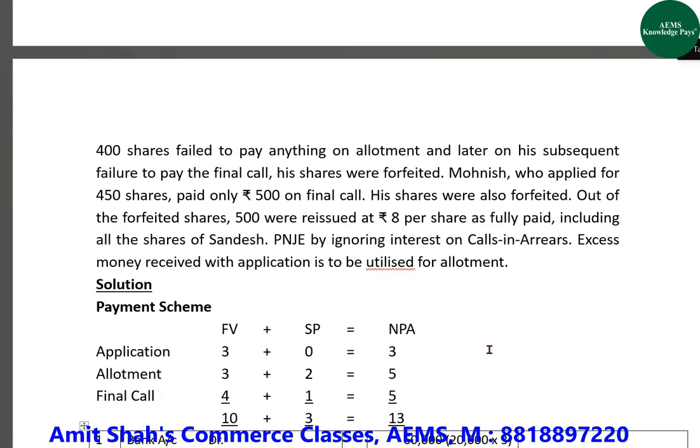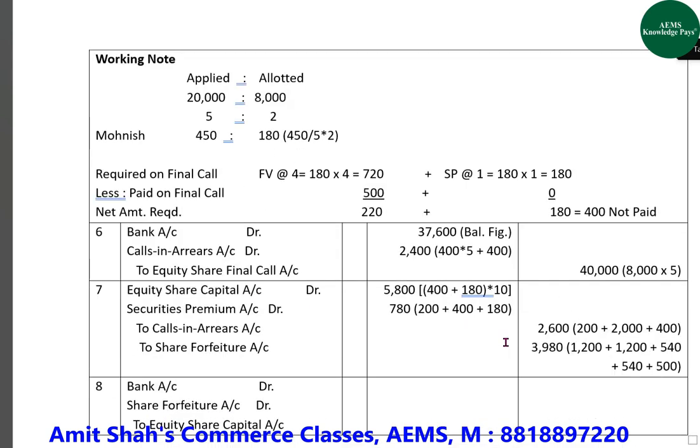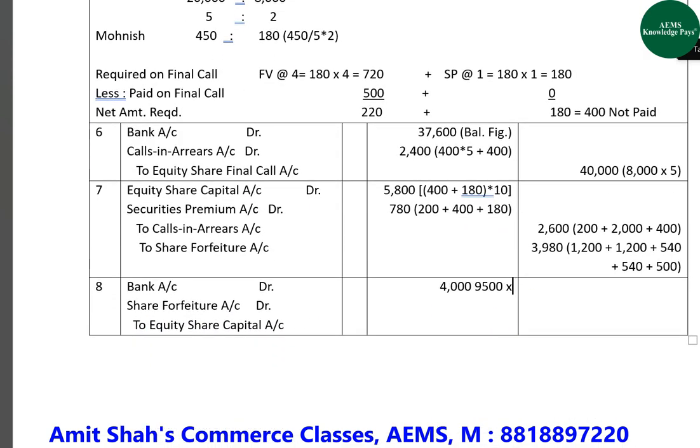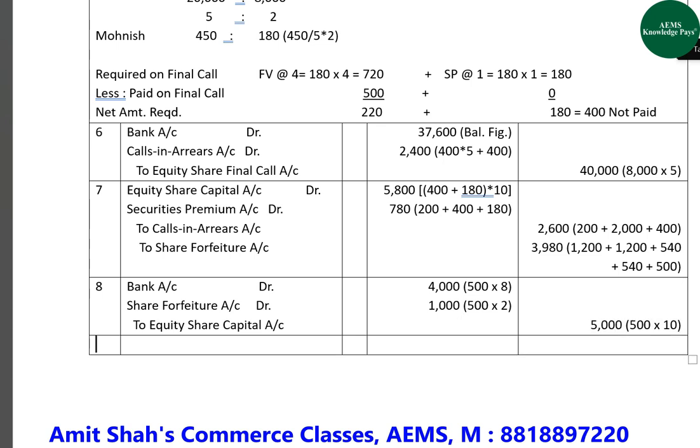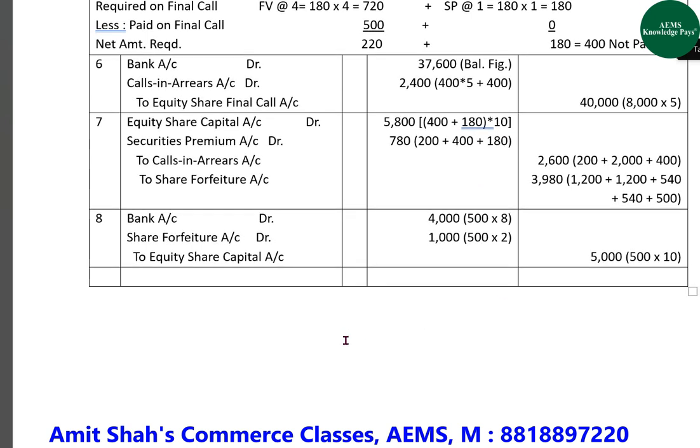So we have reissued 500 shares at rupees 8 per share as fully paid. Fully paid means we have given a certificate of the entire rupees 10 to the new shareholder. So 500 into 8, this much we have collected from the new shareholder, but gave him a certificate of 10. It means we have given him a discount of rupees 2 per share. Am I clear, guys? Yes, sir.